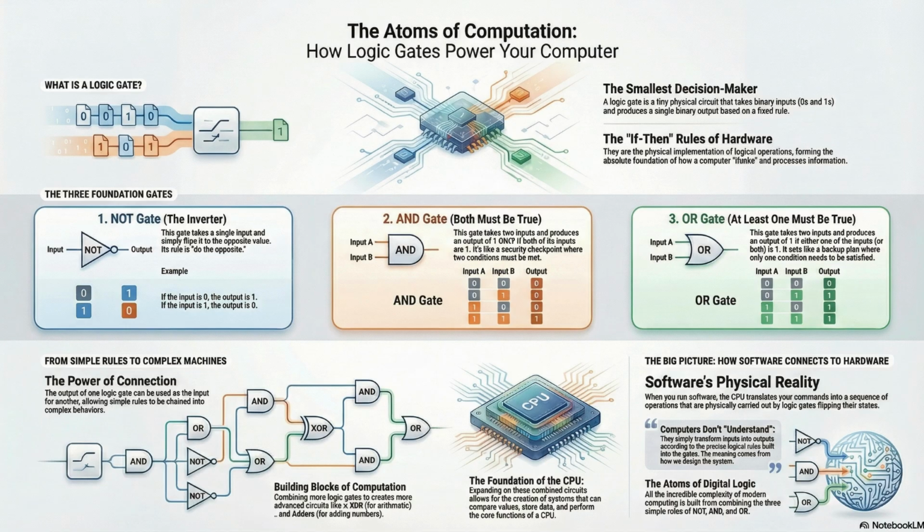It does. And what about the carry bit? Well, that's handled by the AND gate. When do you need to carry a 1? Only when you're adding 1 plus 1. And when does the AND gate output a 1? Only when both inputs are 1. So for 0 plus 0, 0 plus 1, and 1 plus 0, the AND gate outputs a 0, no carry. But for 1 plus 1, the AND gate outputs a 1, the carry bit.